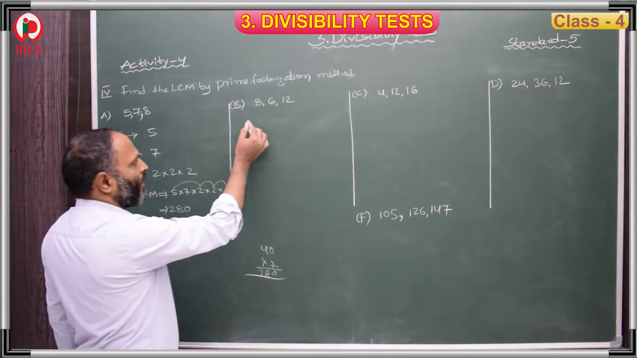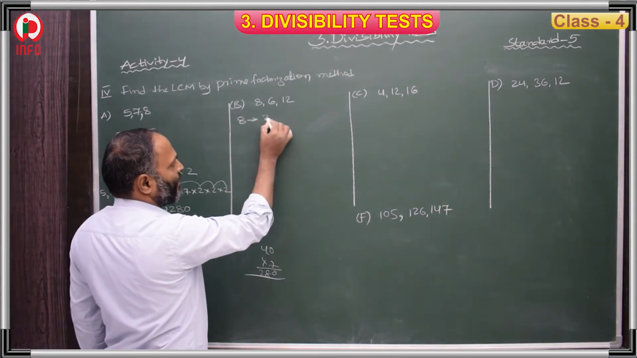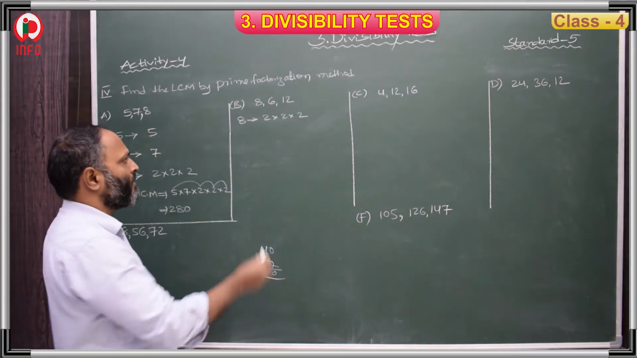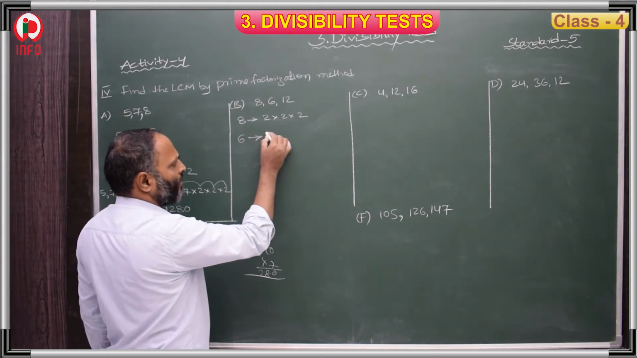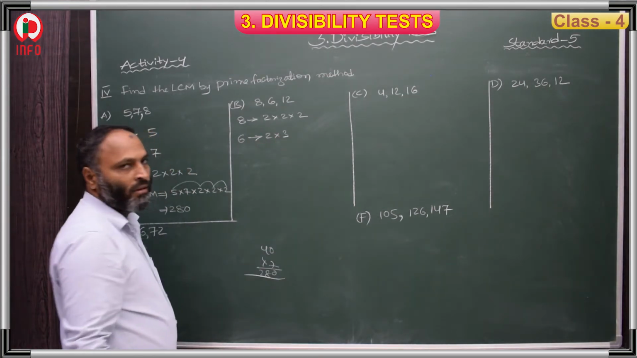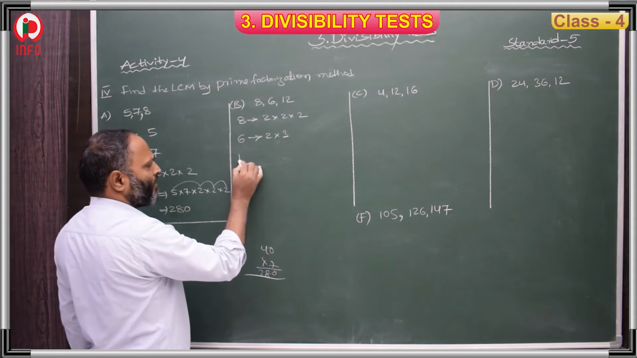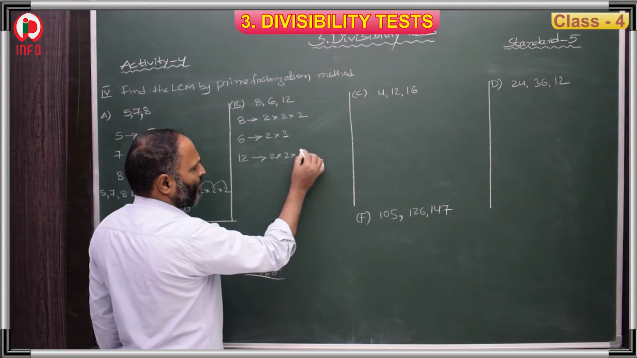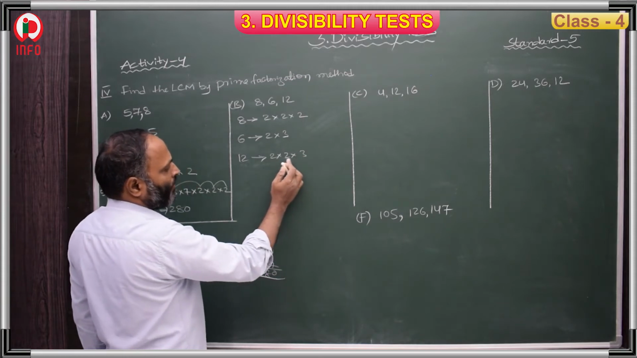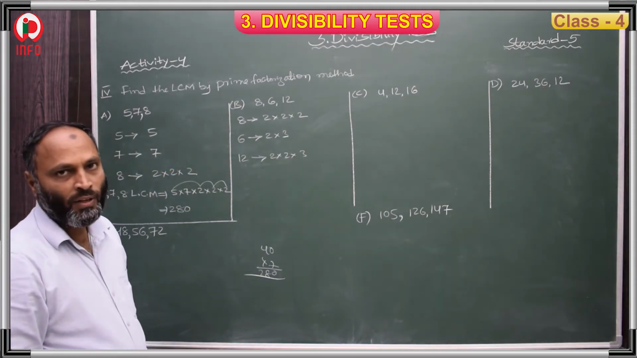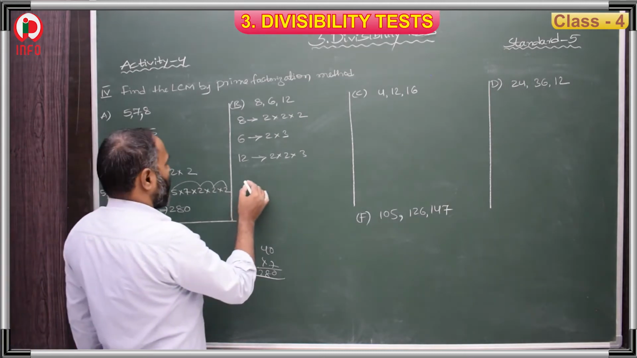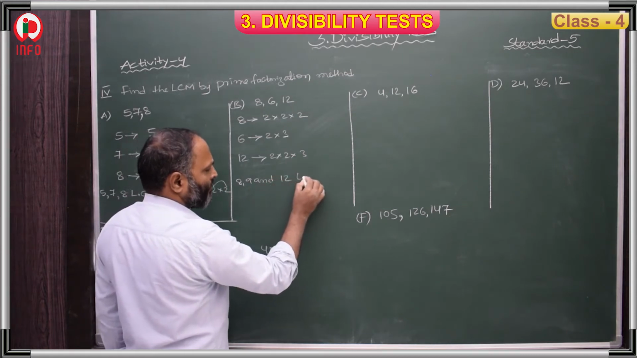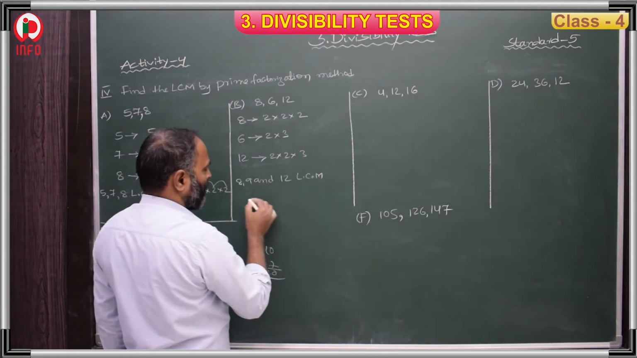So the prime factors of 8 are 2 into 2 into 2. Then 6: how to take 6? 2 into 3. Then 12: how to write 12? 2 into 2 into 3. 4 3s are 12. So then 8, 6 and 12, the LCM. How to find the LCM?